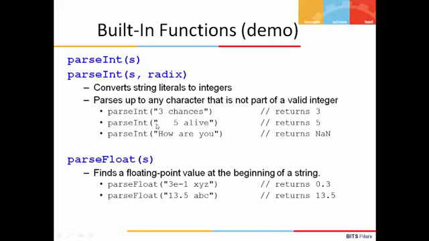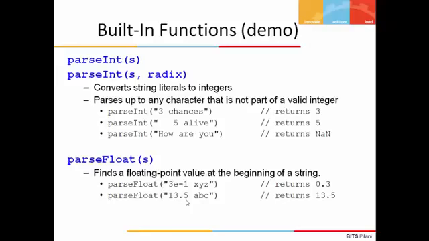So in the next case, if you have spaces followed by 5 followed by another sequence of characters, then it is going to get the first integer value and it is going to return 5. If there are no integers in the string which you have described, then it is going to return not a number. Similarly, you can have parseFloat, where it is going to find the floating point value at the beginning of the string. Say for example, in case you have 3 followed by e power minus 1, which will be the result for 0.3, then 0.3 is returned and the rest of it is ignored. Similarly here it returns 13.5.